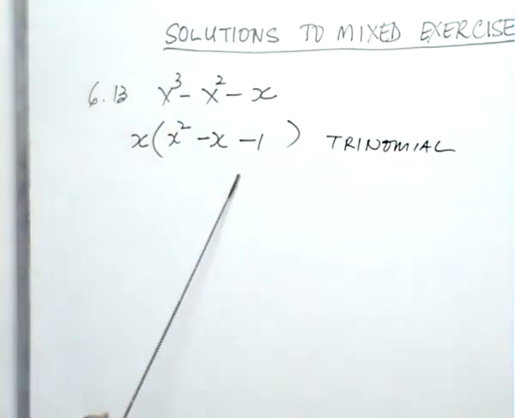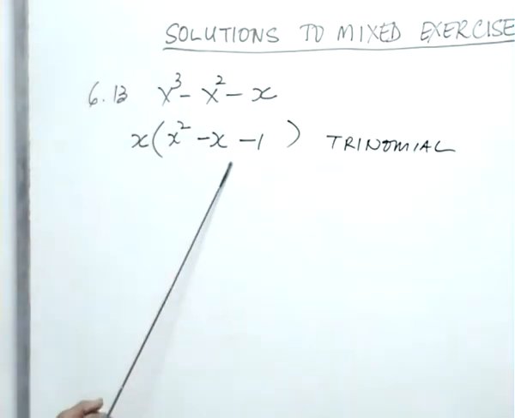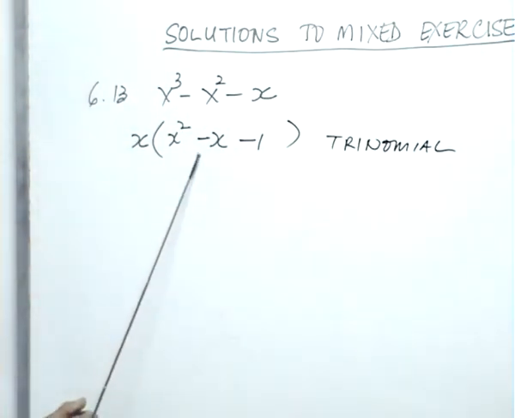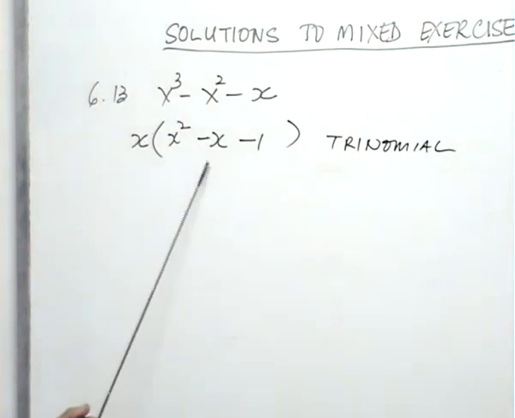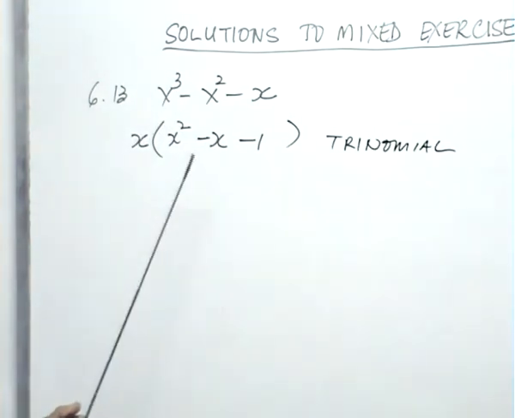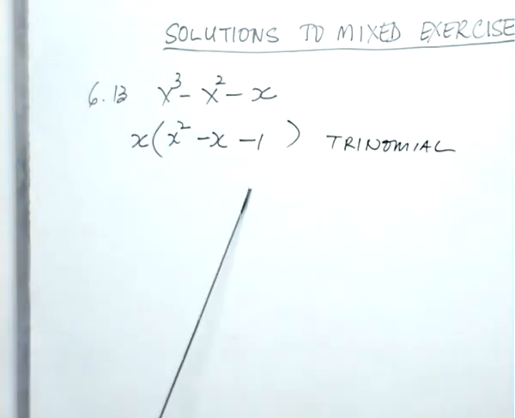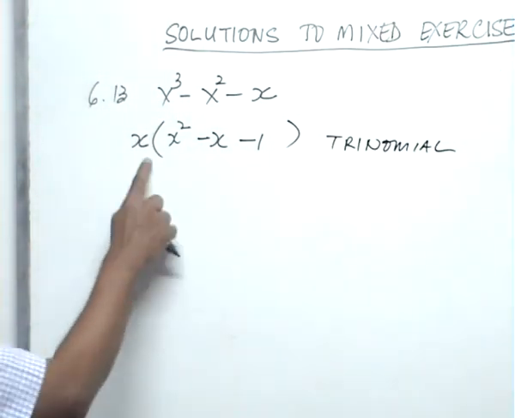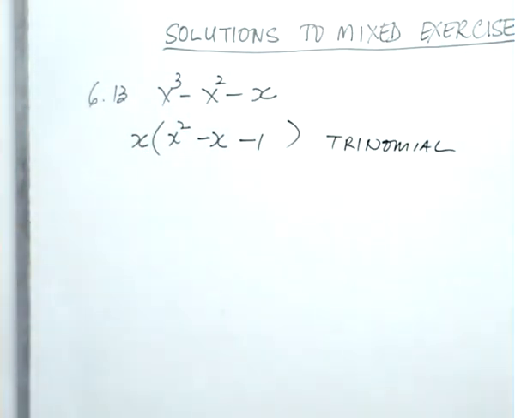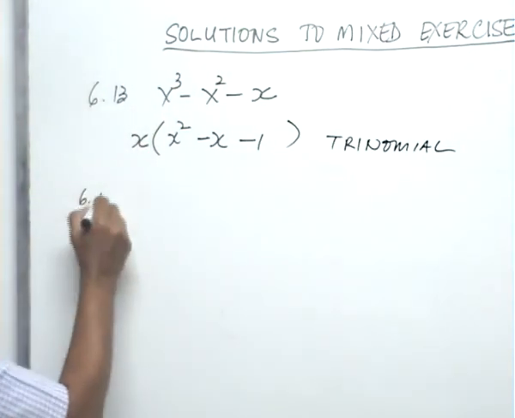But actually this trinomial does not factorize. A little later I'm going to show you how to determine it will not factorize. For now, if you try to factorize this, no matter how much you try, you're not going to get the answer. So a little later on we'll show you how to work out whether a trinomial factorizes or doesn't factorize. So this trinomial does not factorize, and that is why we stop here. Alright, now we'll move on to 6.14.